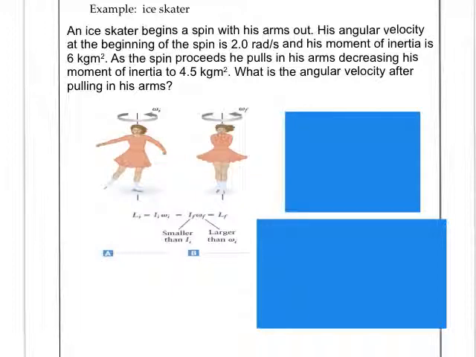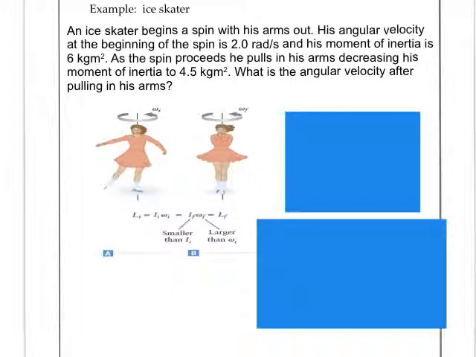But our ice skater has an angular velocity of 2 radians per second and a moment of inertia of 6 kilograms meters squared. As the spin proceeds, the skater will pull in his or her arms and decrease that moment of inertia. It was 6, now it's 4.5, and we want to know the new angular velocity, so how fast will they be spinning? So to set this up, we want to show that angular momentum will be conserved.